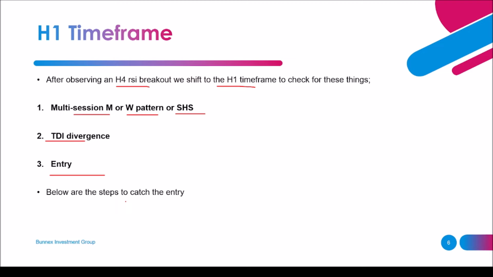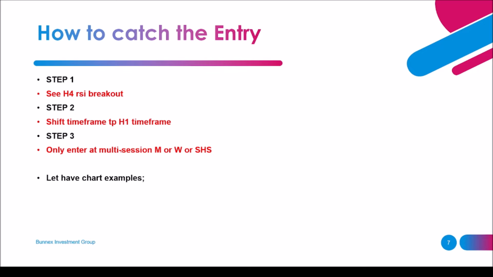Below are the steps to catch the entry. We are saying the first step is to see the H4 RSI line breakout. The second step is to shift the time frame to H1, then only enter at a multi-session M or W or head and shoulders pattern. So if you see any of these things, you are going to enter at a proper candlestick reversal pattern, probably on the H1 or even on the M15 to reduce the widening of your stop loss. Let's now have chart examples so that you can fully comprehend in your trading.